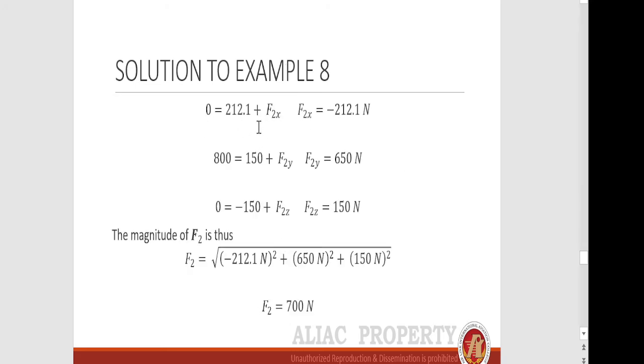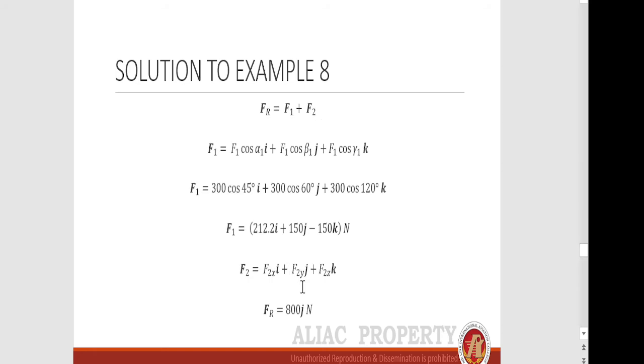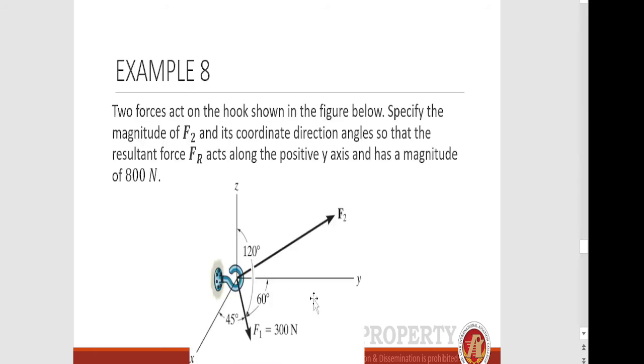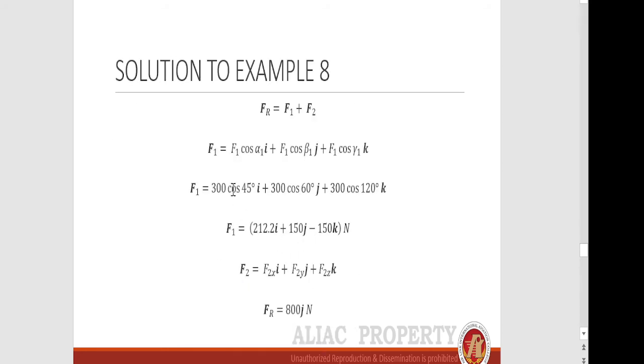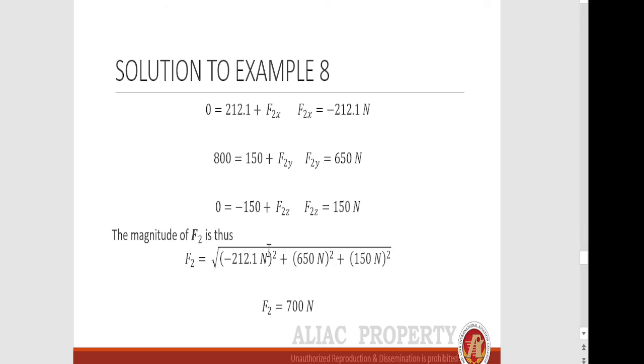So substitute the values, the ones you got from here, these ones. So how? Here F2x should be 212.1, so satisfied. Another is 800 equals 150 plus F2y, so F2y is equal to 650, which is 800 minus 150.